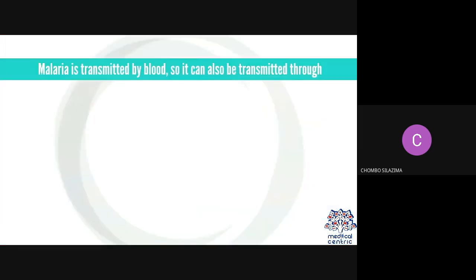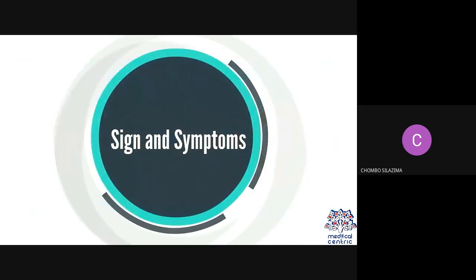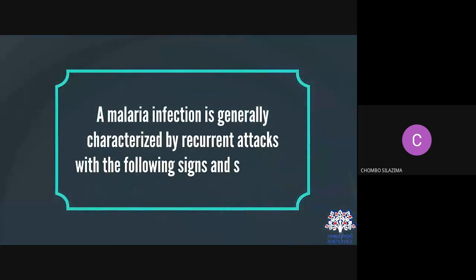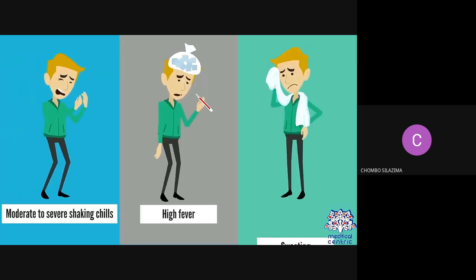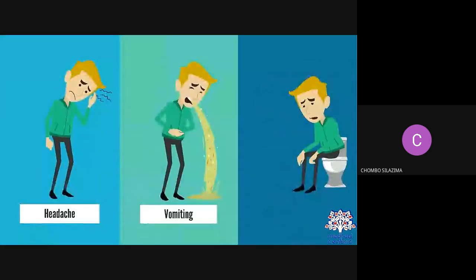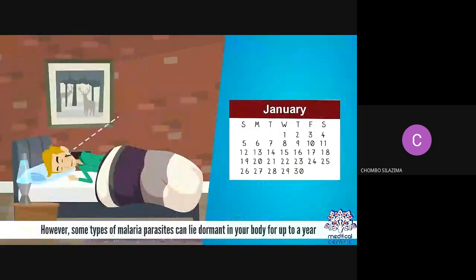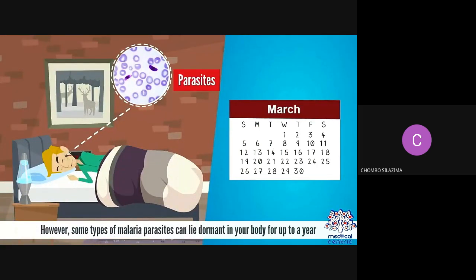Malaria is transmitted by blood, so it can be transmitted through an organ transplant, a transfusion, use of shared needles or syringes. Signs and symptoms. A malaria infection is generally characterized by recurrent attacks with the following signs: moderate to severe shaking chills, high fever, sweating. Other signs and symptoms may include headache, vomiting, diarrhea. Malaria signs and symptoms typically begin within a few weeks after being bitten by an infected mosquito. However, some types of malaria parasites can lie dormant in your body for up to a year.